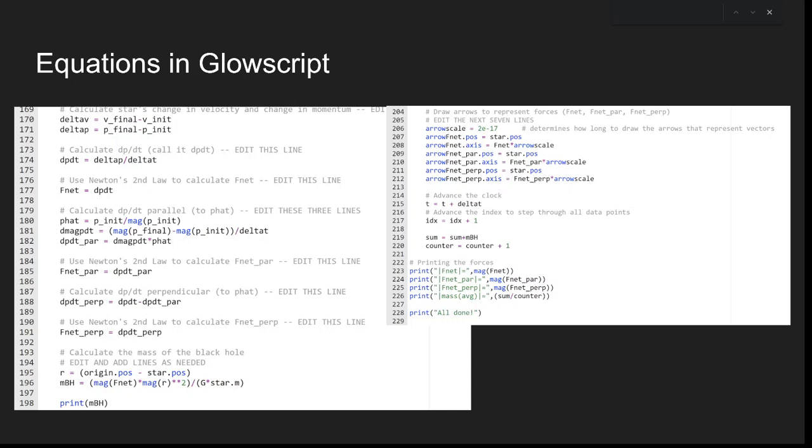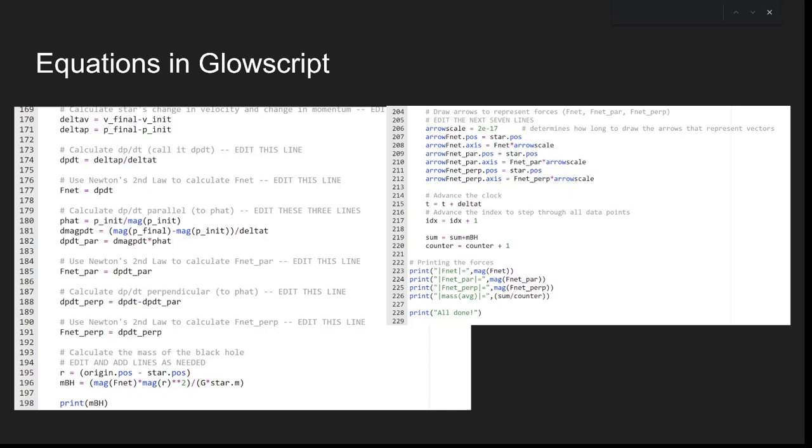Then we will use these values to find the average mass of the black hole. First, we will need to find the change in position, which will be the position of the black hole minus the position of the star, where the position of the black hole is the origin and the position of the star changes with its generated trajectory.